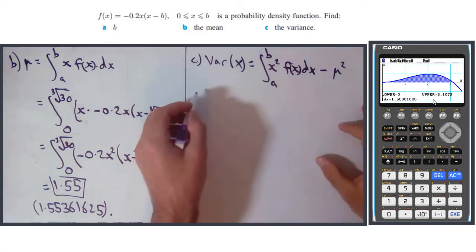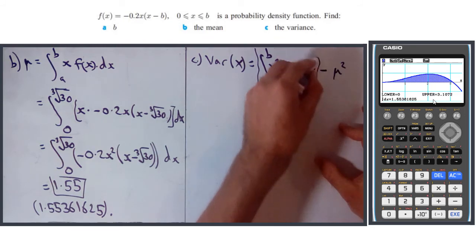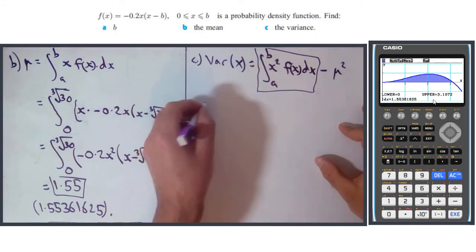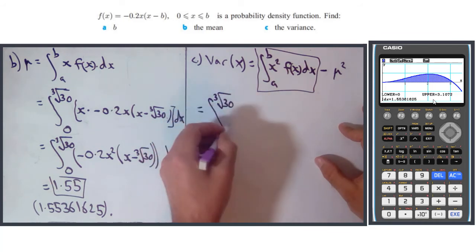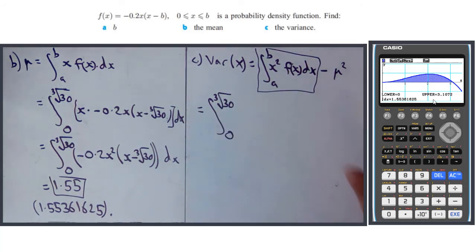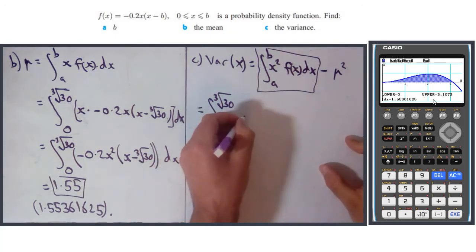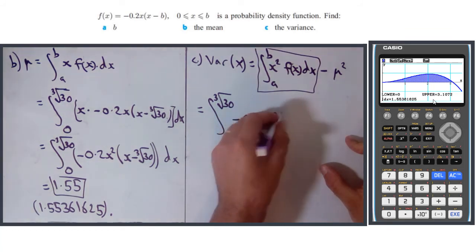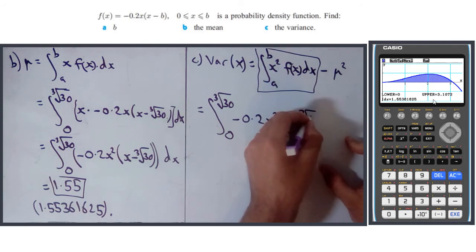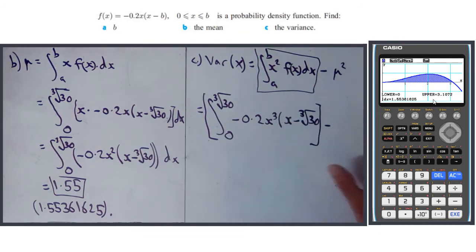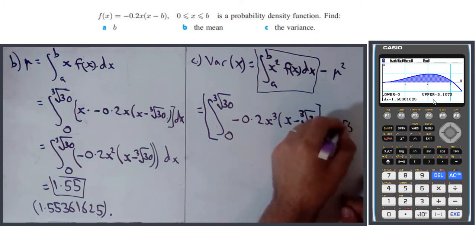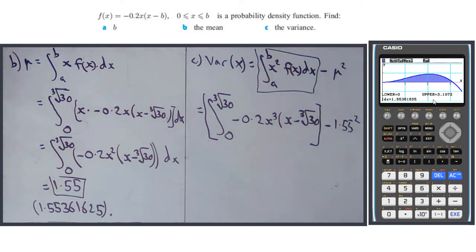So if we try and work this out using a calculator, that's going to equal the integral between the cube root of 30 and 0 of, well, if you just look at what happened when we times it by x, we got this 0.2 x squared, so really we just need to change it to x cubed. So minus 0.2 x cubed times x minus the cube root of 30, so it's all of that minus 1.55 squared, so that should give us our variance.